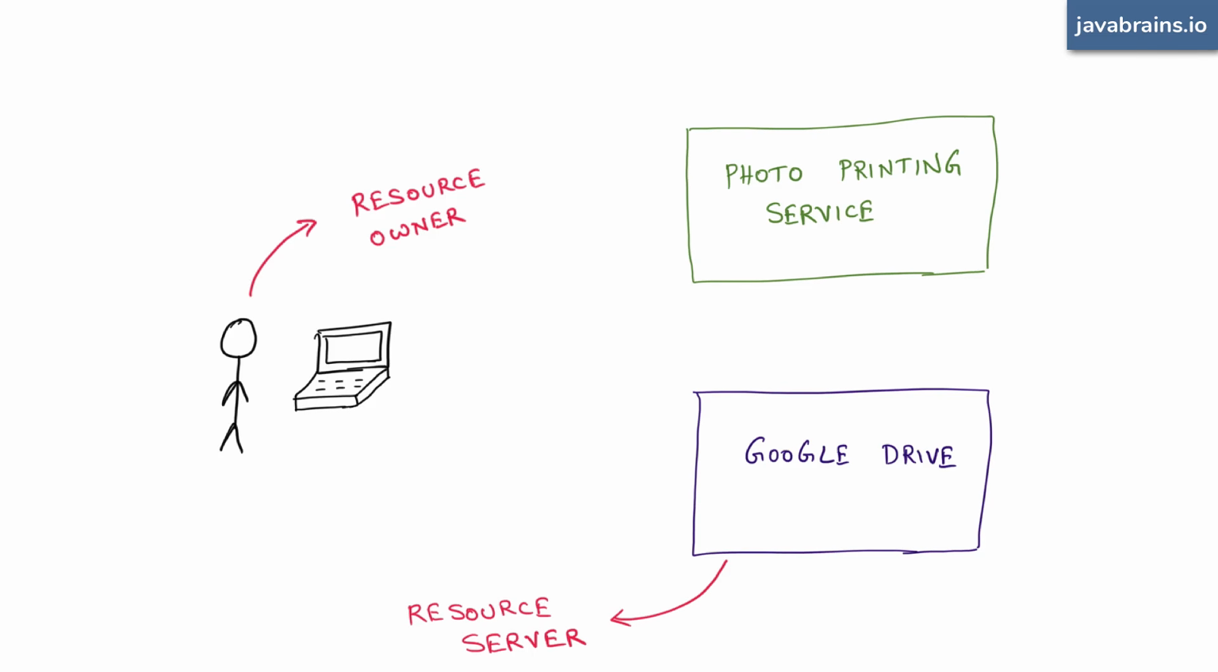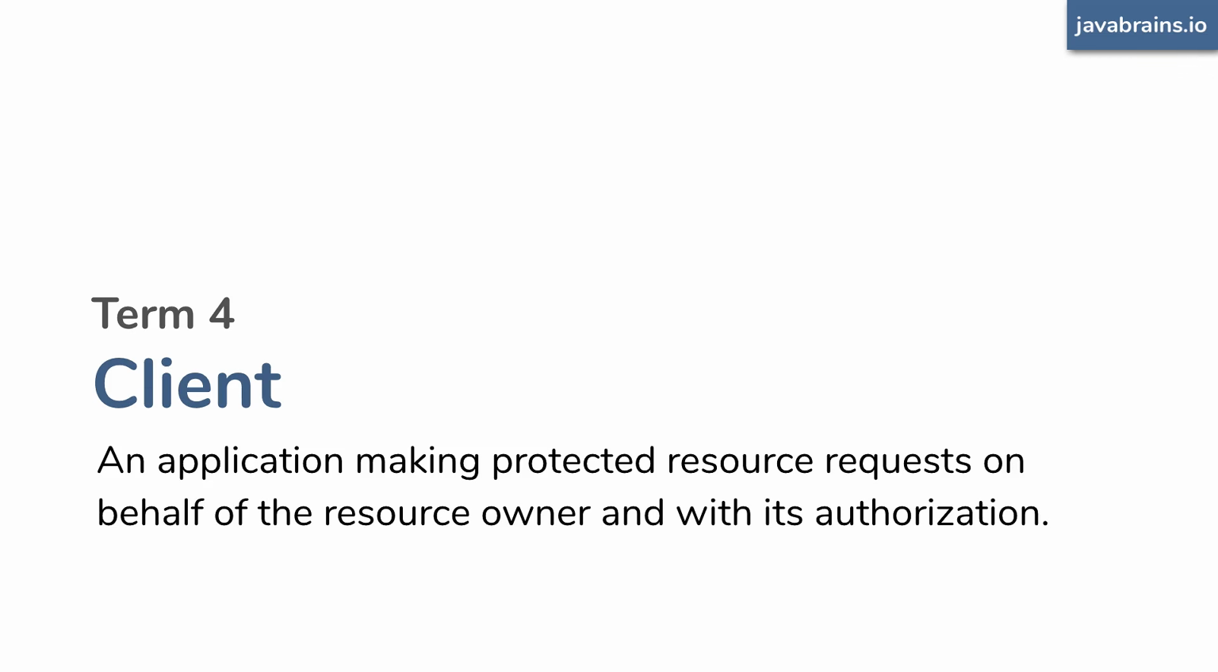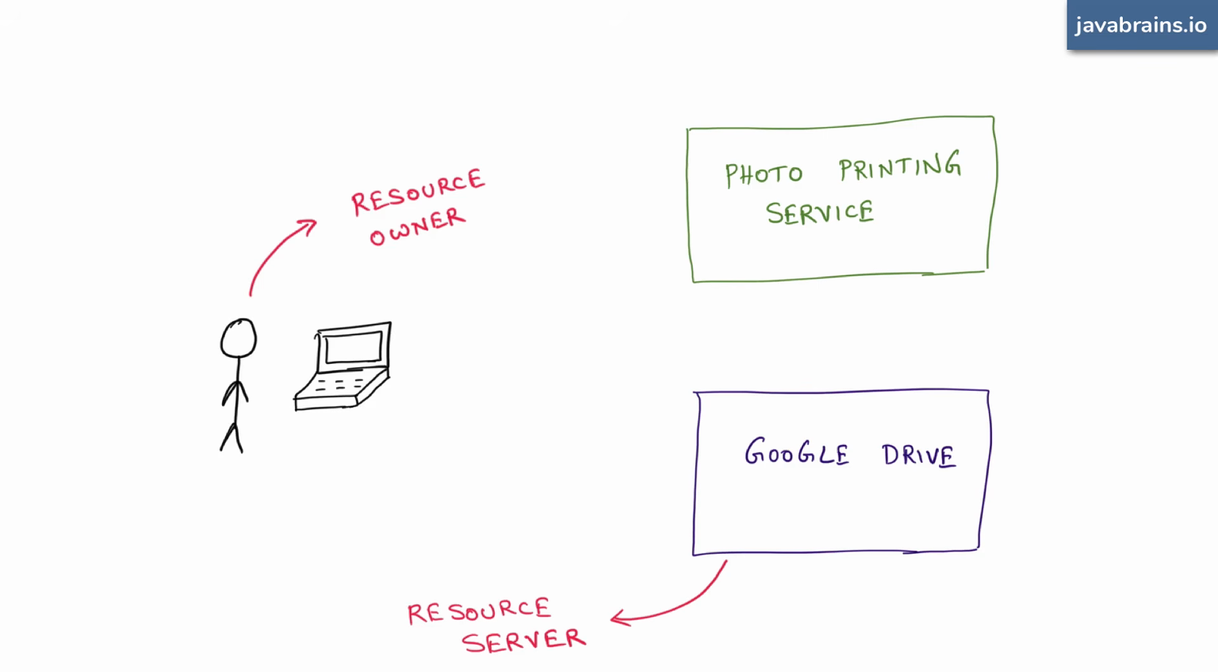That leaves just one entity here, which is the photo printing service. What's it called? It has the unfortunate name of being called a client, all right? It's a little odd, but let me explain. So the client is that application which needs access to that protected resource, right? It's the application that's making requests to the protected resource on behalf of the resource owner and with the resource owner's authorization. The resource owner is basically saying, hey, client, get me the protected resource and do something with it, right? So that's the client.